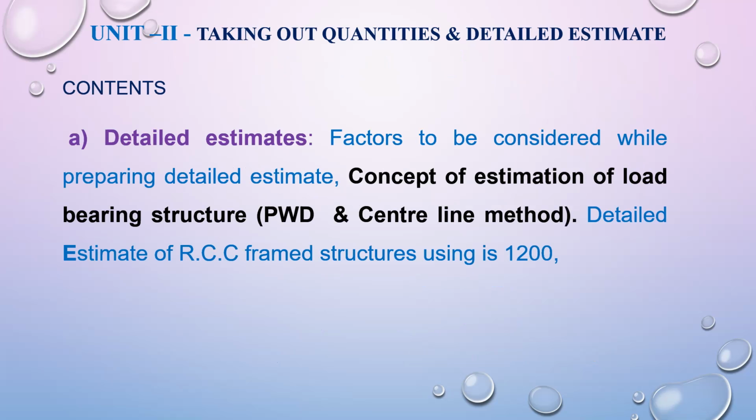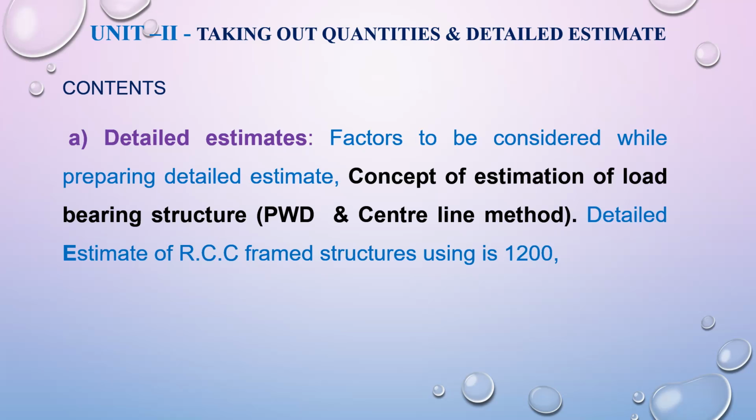Now let us look at what are the contents given in unit number 2. In unit number 2, part A, detailed estimates, we have to study the detailed estimates of load bearing structure as well as reinforced concrete structures. Here we are going to study the factors to be considered while preparing a detailed estimate. Regarding the estimation of load bearing structure, there are two methods: one is the PWD method and the other is the centerline method. Please remember that PWD, whose long form is Public Works Department, is nothing but the long wall and short wall method.